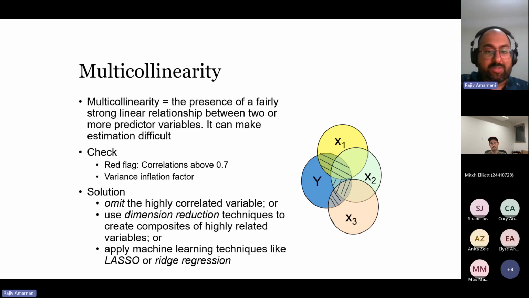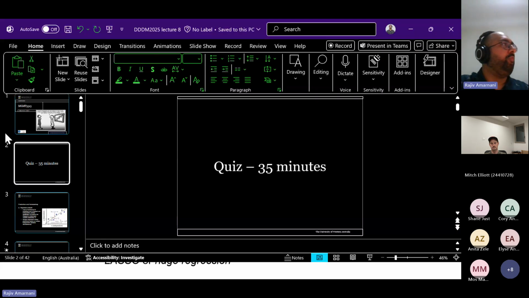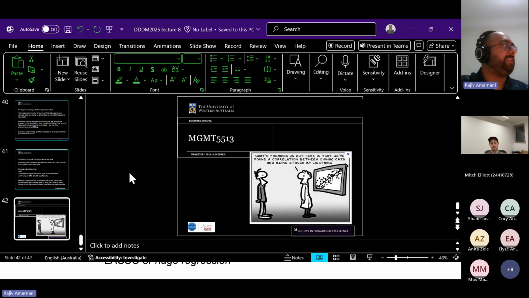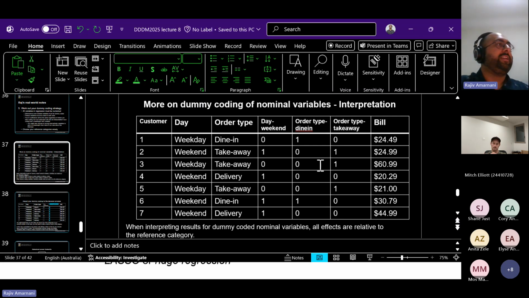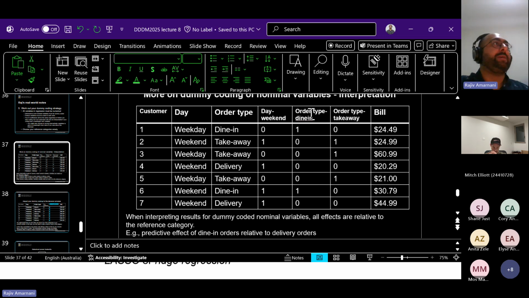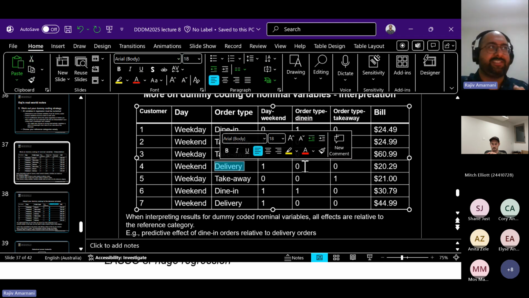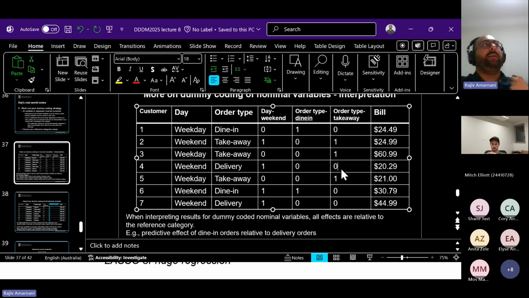Like in week 8, some of you were asking, why is it that when we dummy code, here we go. Yeah. So here we have 3 order type options: dine-in, takeaway, and delivery. And some of you were asking, how does the model know what delivery is, that it's the 0, 0?